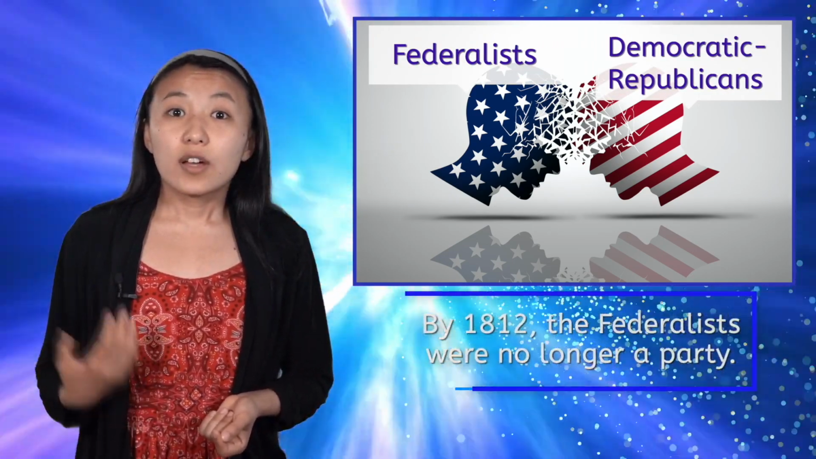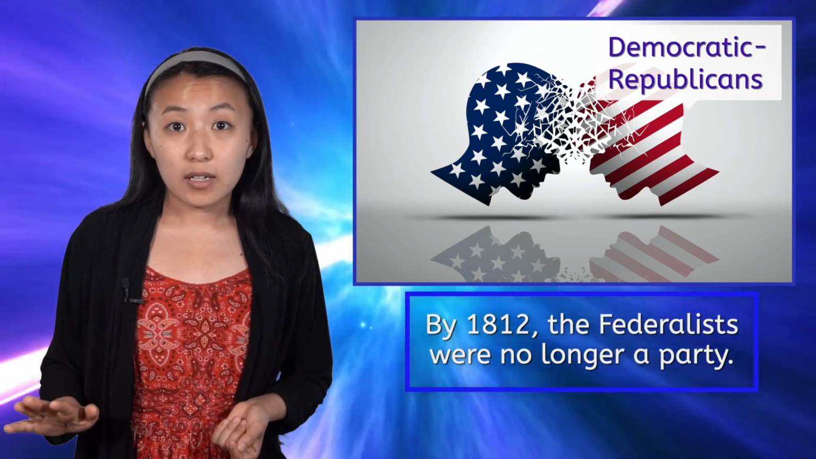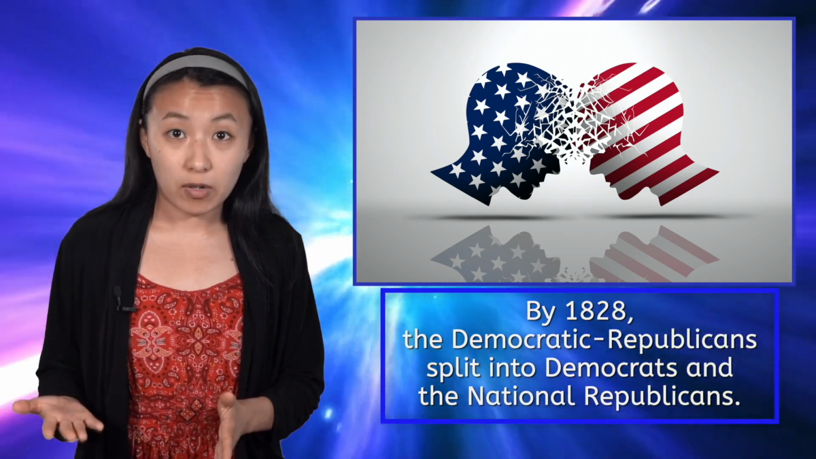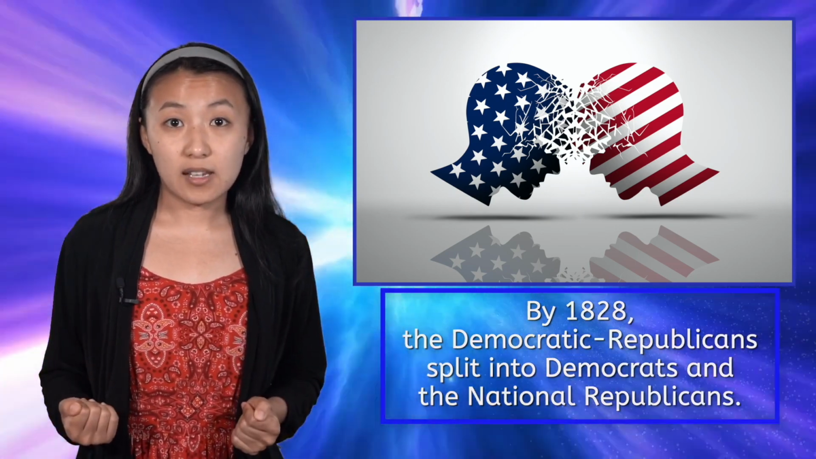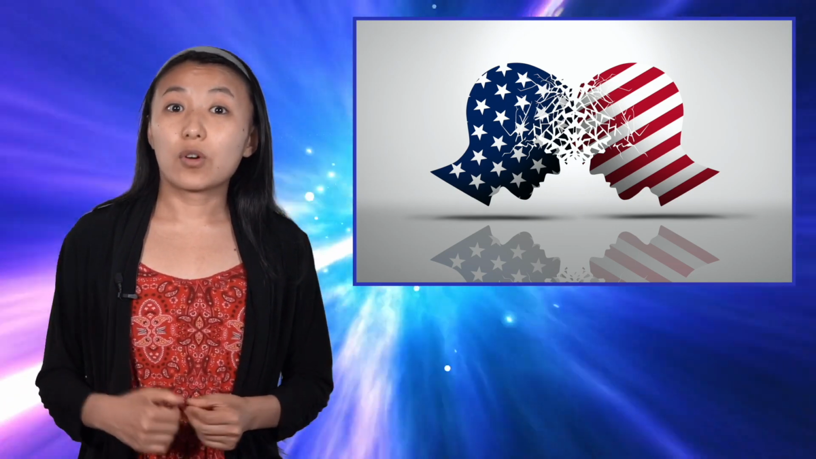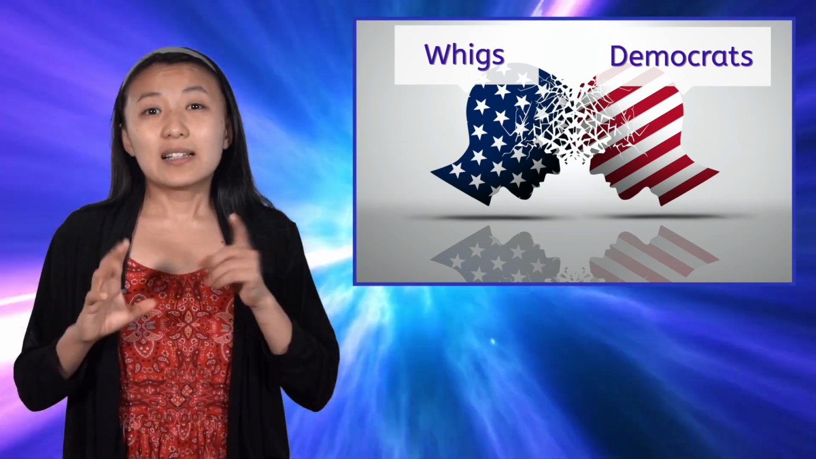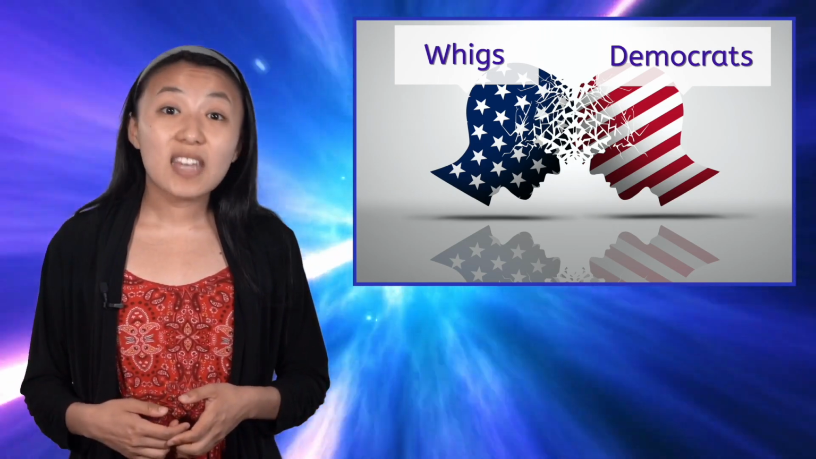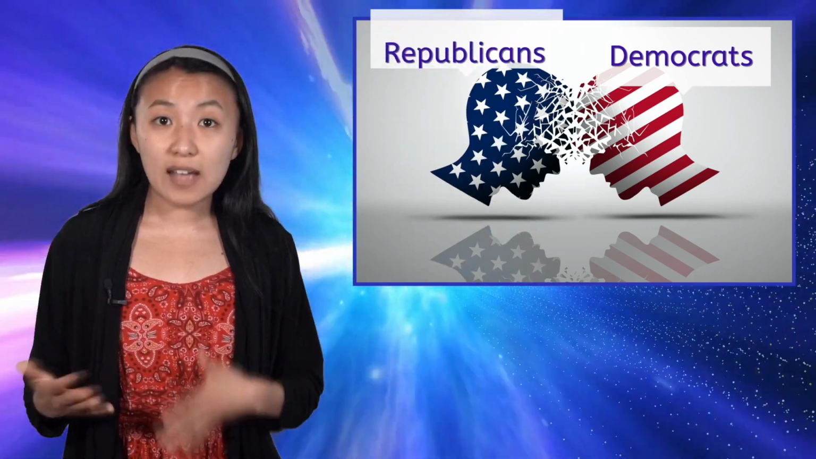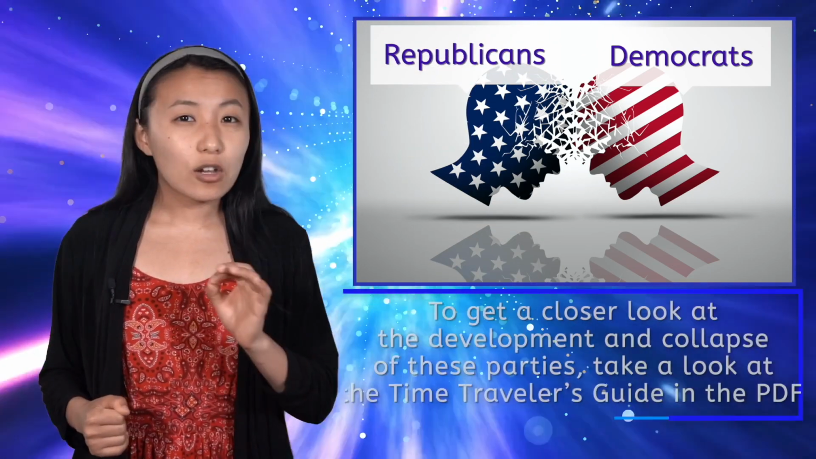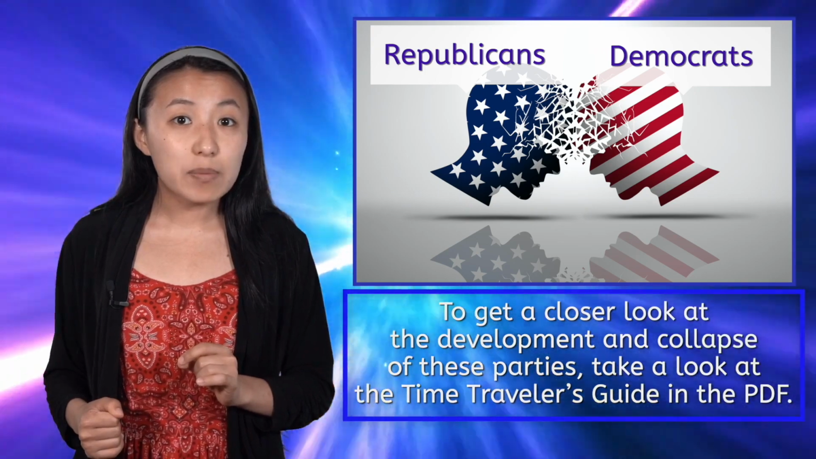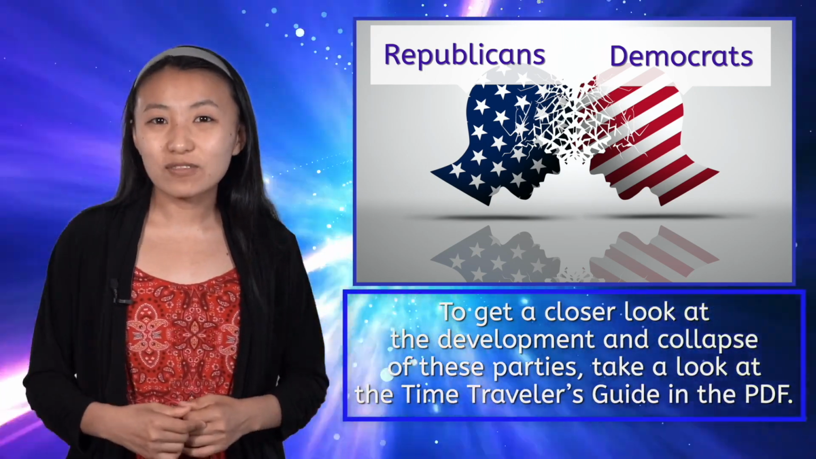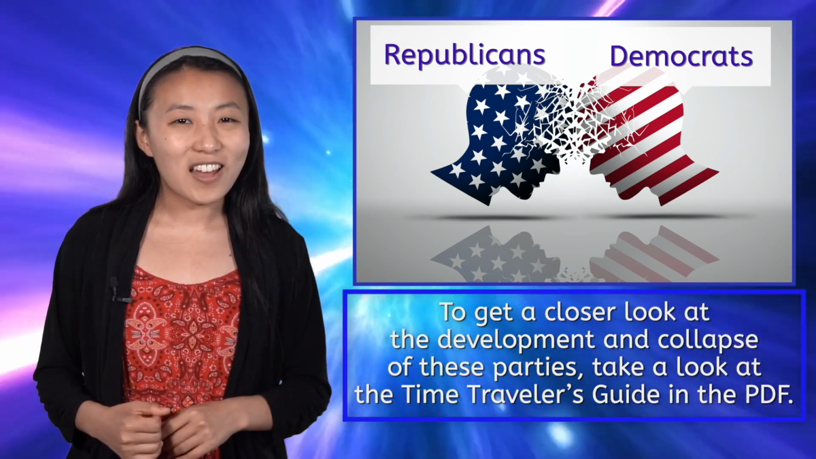By 1812, the Federalists were no longer a party. By 1828, the Democratic Republicans split into Democrats and the National Republicans. By 1834, there were the Whigs and the Democrats. But like the National Republicans, the Whigs did not last long. Since the 1850s, it's been the Democrats and Republicans. To get a closer look at the development and collapse of these parties, take a look at the Time Traveler's Guide in the PDF. Let's hop out and see what we find.